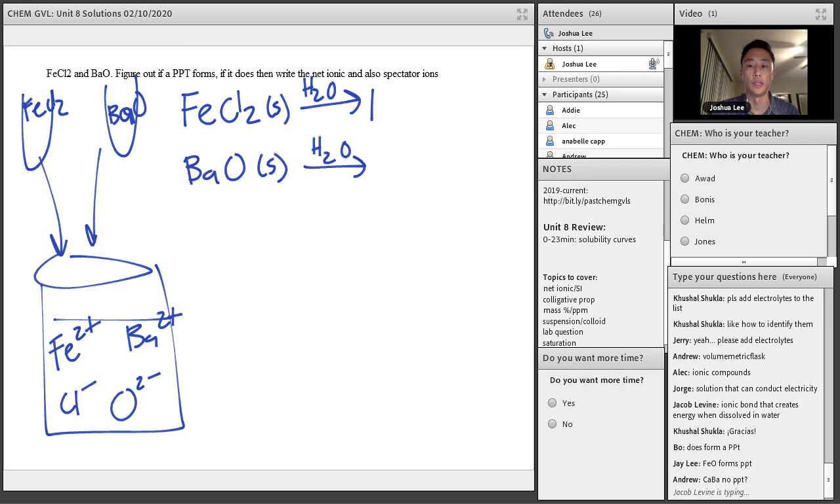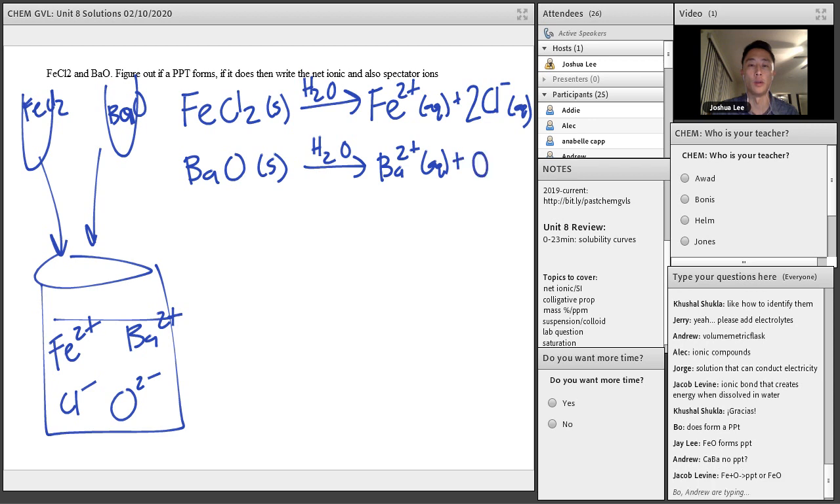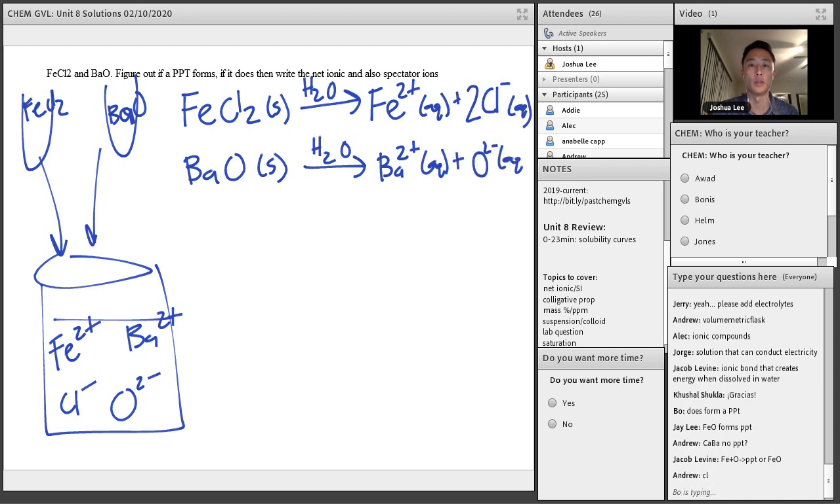This will dissociate into Fe2+ aqueous plus 2Cl- aqueous. Barium oxide will break up into Ba2+ aqueous plus O2- aqueous.